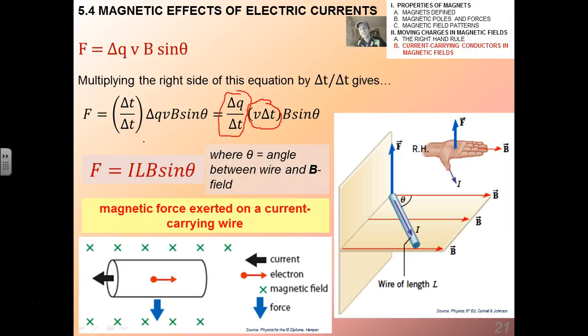In this case, theta is still the angle between the velocity vector and the B field vector, but more specifically, and more easily imaginable, it's the angle between the straight wire and the B field. So it's a pretty simple extension. Really, this equation is saying the same thing as F equals QVB. It's just stated in a different way.